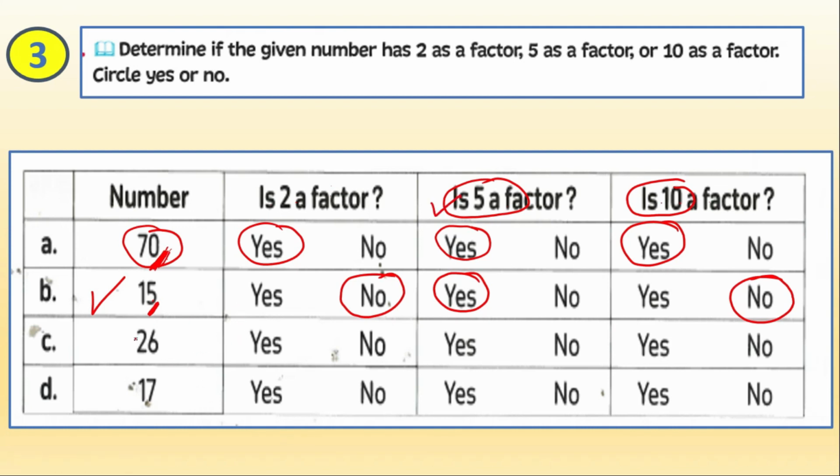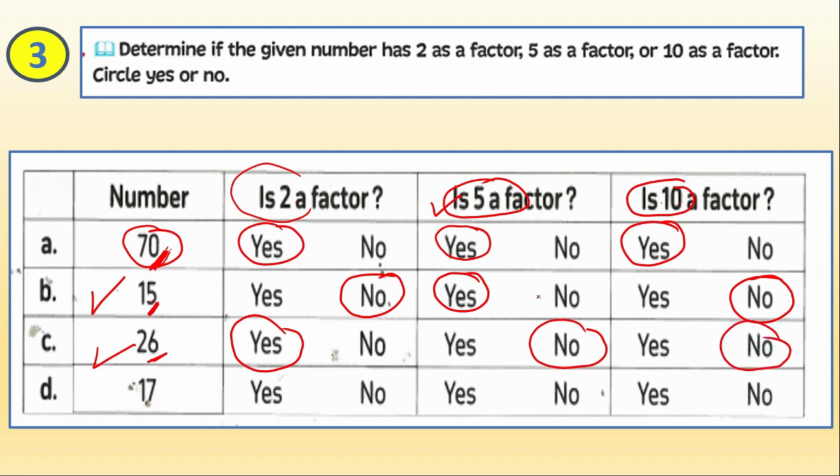Okay, next number 26. Is 2 a factor of 26? Look at the ones digit. 6 is an even number, so 2 is a factor of 26. Okay, now is 5 a factor of 26? Ones digit is not 0 or 5, so 5 is not a factor of 26. Okay, so is 10 a factor of 26? No, because the ones is not 0.